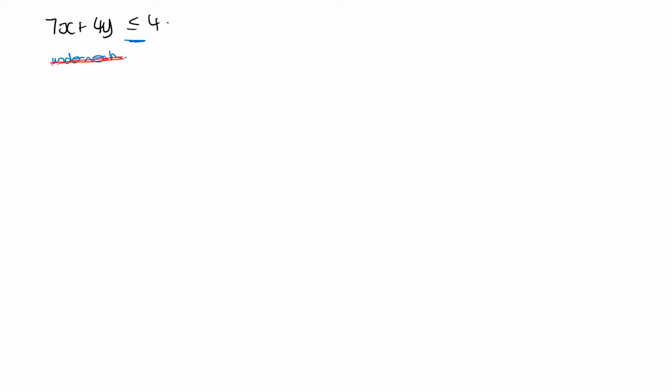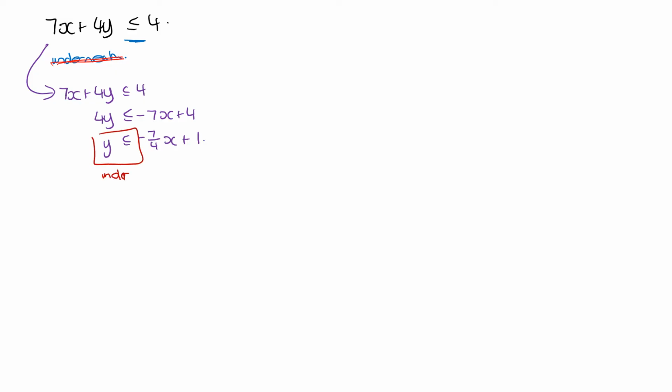So we've already investigated this. Again, we're just going to make y the subject of the formula. So we have 4y is less than or equal to minus 7x plus 4. So we have y is less than or equal to minus 7 over 4x plus 1. And that told us that it was everything underneath the line.